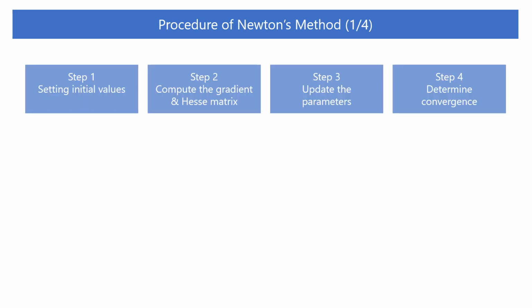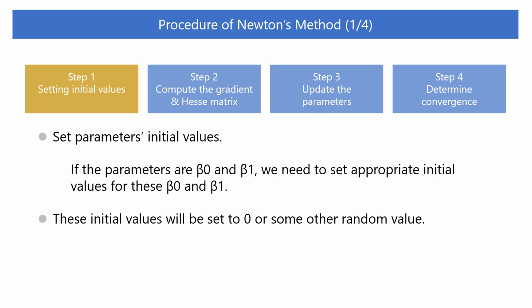Let's look at the steps of Newton's method. Although the method used is different, the procedure is basically the same as for the gradient descent method. Newton's method also aims to maximize the log likelihood through these steps. Before computing the gradient, we need to set the parameters' initial values. If the parameters are beta 0 and beta 1, then we need to set appropriate initial values for these beta 0 and beta 1. These initial values will be set to 0 or some other random value.